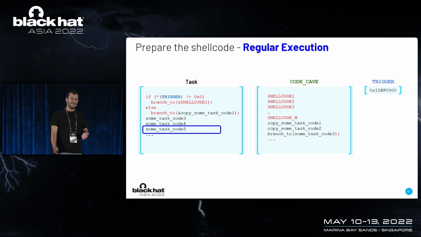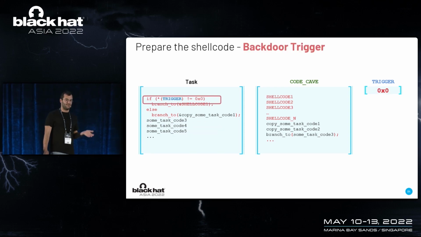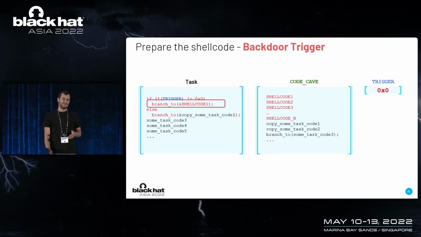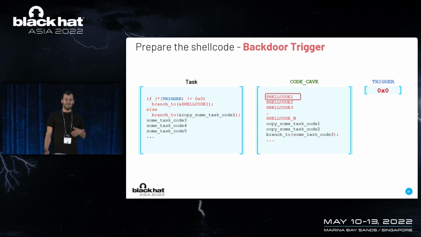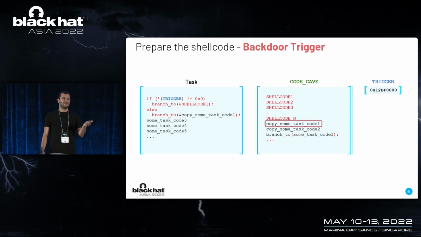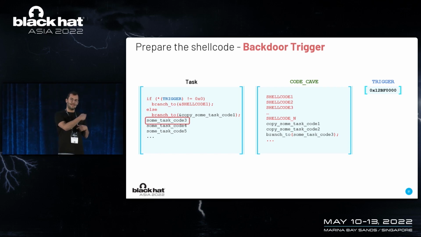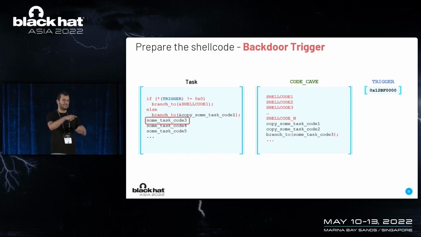Then it jumps back, and it continues doing the regular execution of the task, what it was meant to do. But if we do write to the trigger, after we've written everything we want in the code cave, the patch basically checks the trigger. If the trigger is set, it branches to the shellcode. It runs our shellcode, then runs the previous opcodes that the task needed, and it jumps back to the end of the task. And by the way, some parts of the shellcode need to restore the trigger, so this won't happen every X milliseconds.